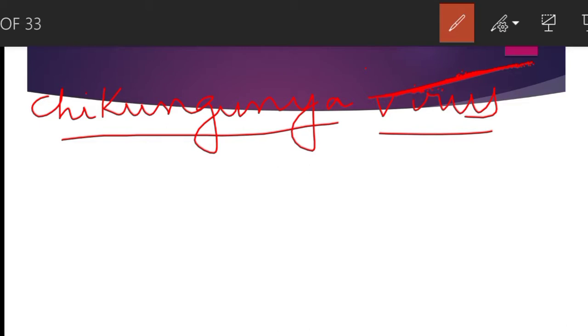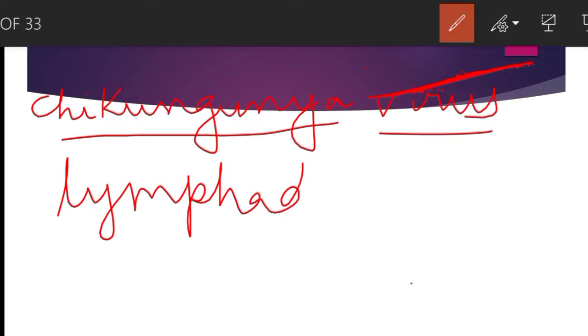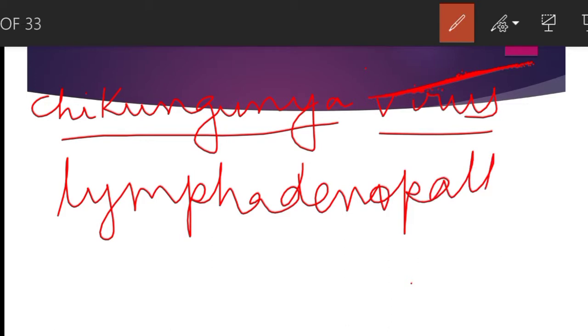Another symptom is lymphadenopathy. Lymphadenopathy is a disease that affects the lymph nodes. So these are the symptoms of the disease, and the fever is typically biphasic. Biphasic means it has two phases. In the first phase, the body temperature gets elevated, and then it is followed by the later phase.